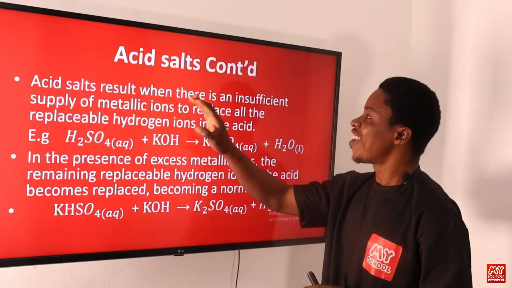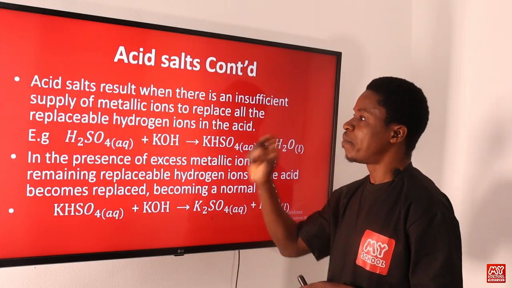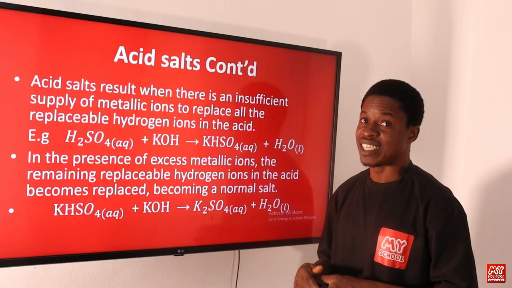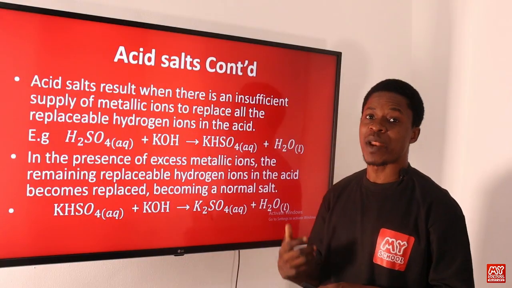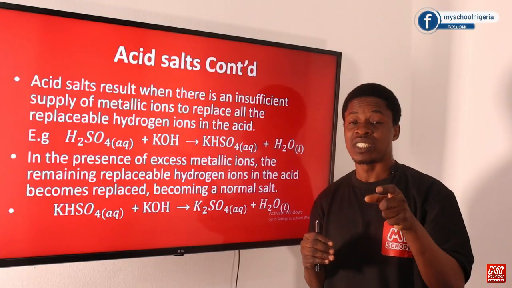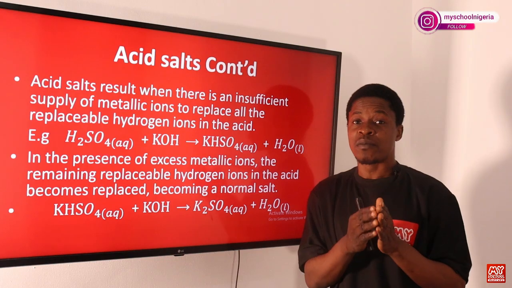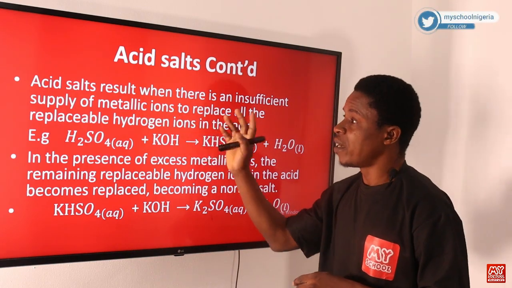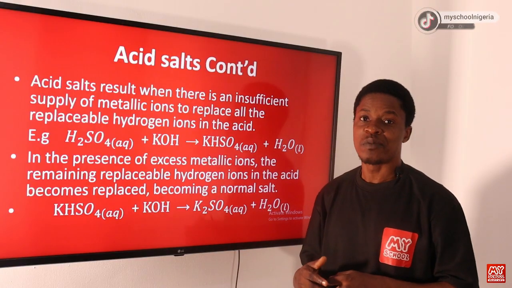Acid salts result when there is an insufficient supply of metallic ions to replace all the replaceable hydrogen ions in the acids. I'll say that again. Acid salts result when there is an insufficient supply of metallic ions. If we don't have enough of the metallic ions coming in to replace the hydrogen, some of them will be replaced, but I will still have some of the hydrogen left. So when there is an insufficient supply of metallic ions to replace all the replaceable hydrogen ions in the acid, what we have will be an acidic salt.